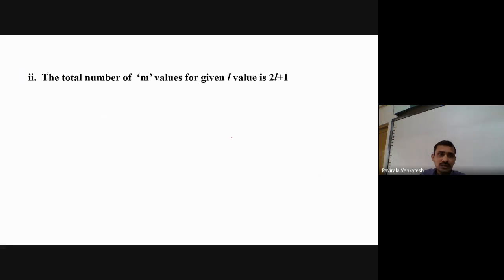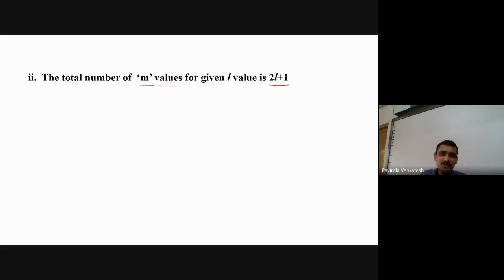Now, how many magnetic quantum numbers will there be for each L value? That can be found by the 2L plus 1 formula. You are getting many formulas: 2N square for the number of electrons, 4L plus 2 for the number of electrons per subshell, and so on. So write all the formulas in your notebook to understand easily. For what purpose can we use this formula? To calculate the total number of M values.